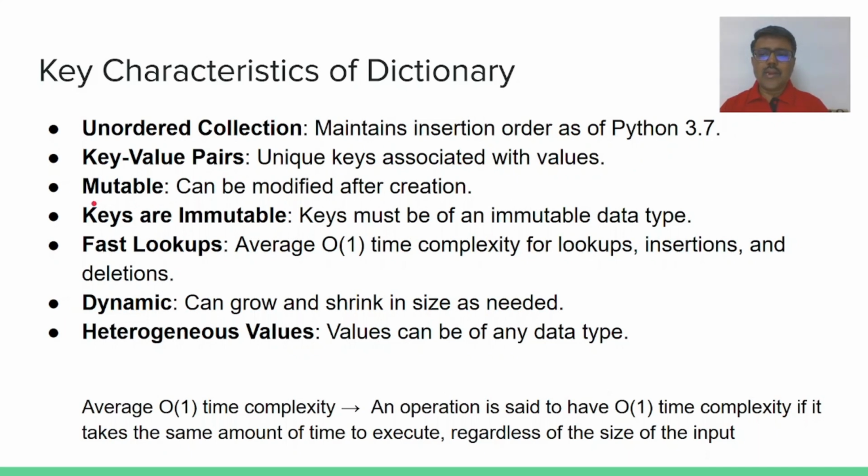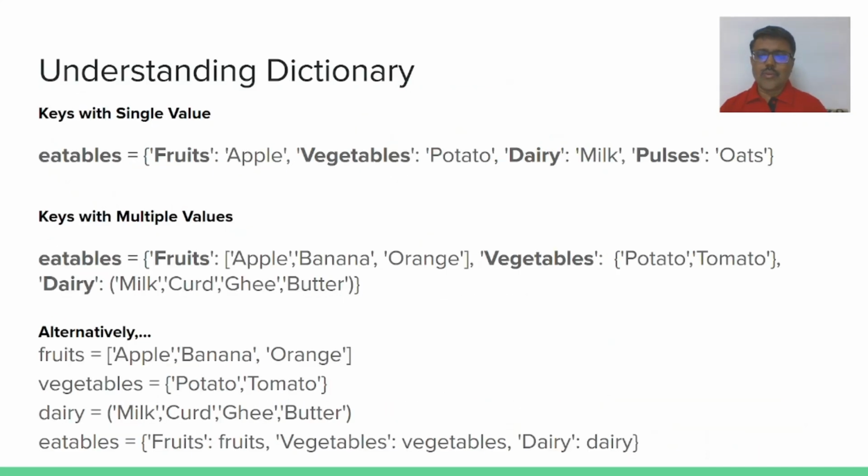And then it is mutable. That means once you create it, you can also edit it. For example, what we know about mutable is that you can change the values, right? So that means I can take fruits and add additional items into this. Or I can even have one more key in this. For example, fruits, vegetables, dairy are there. I can add one more key value pair as, say for example, pulses. I can add it, right? That is what mutable means.